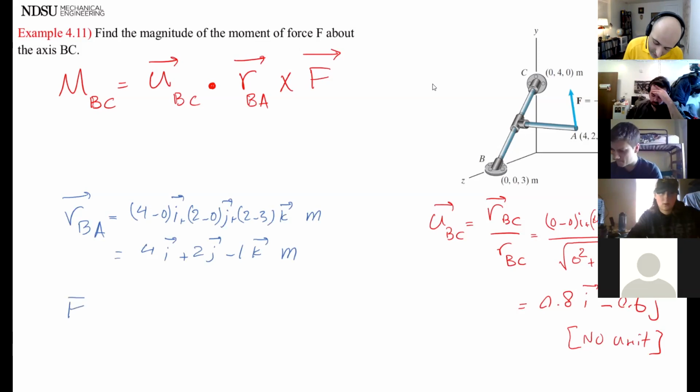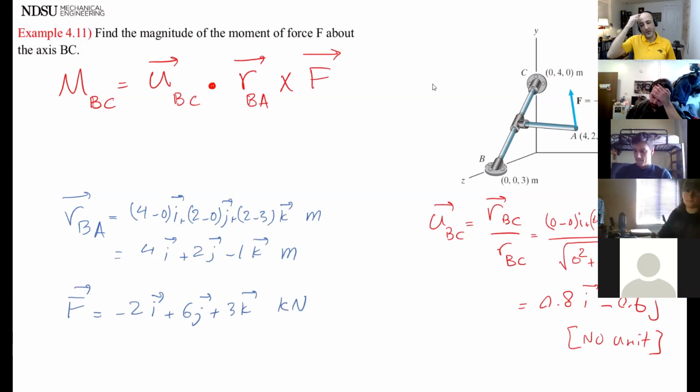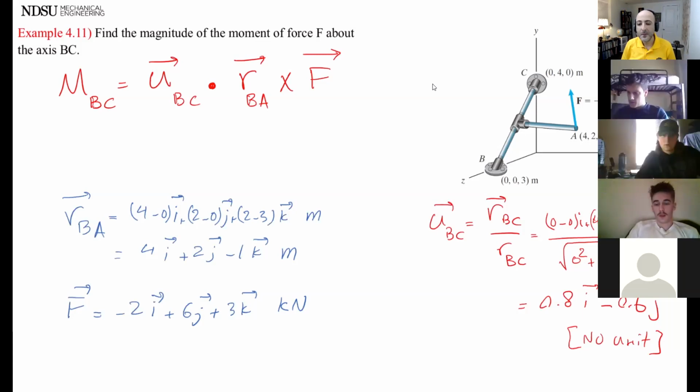F, lucky for us, F is given: minus 2I, 6J, 3K, units are kilonewtons. Okay. Any questions about position vectors, unit vectors, anything like that? These are from chapter 2, but if you have any question, now it's time to ask it. Yes. For the unit vector of BC, wouldn't the vectors be J and K, not I and J?